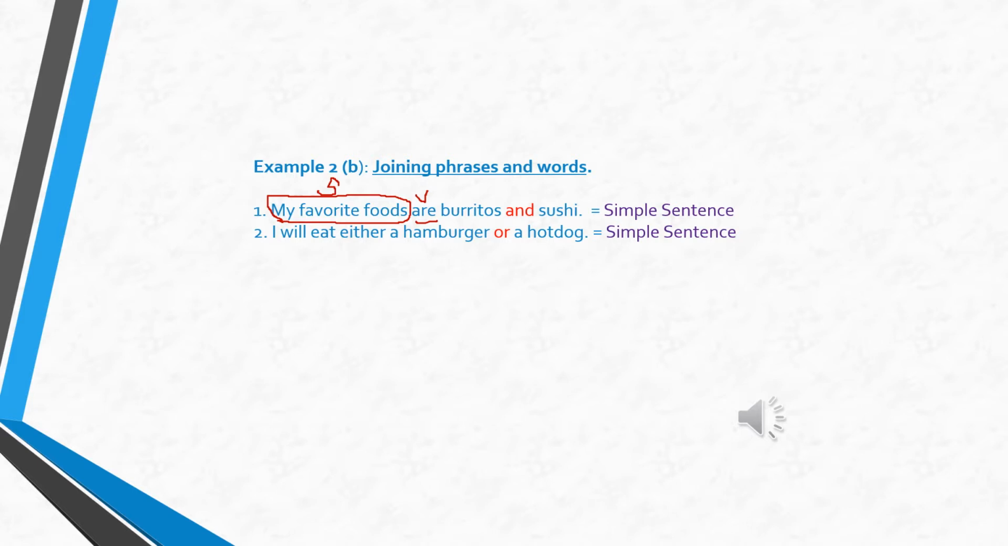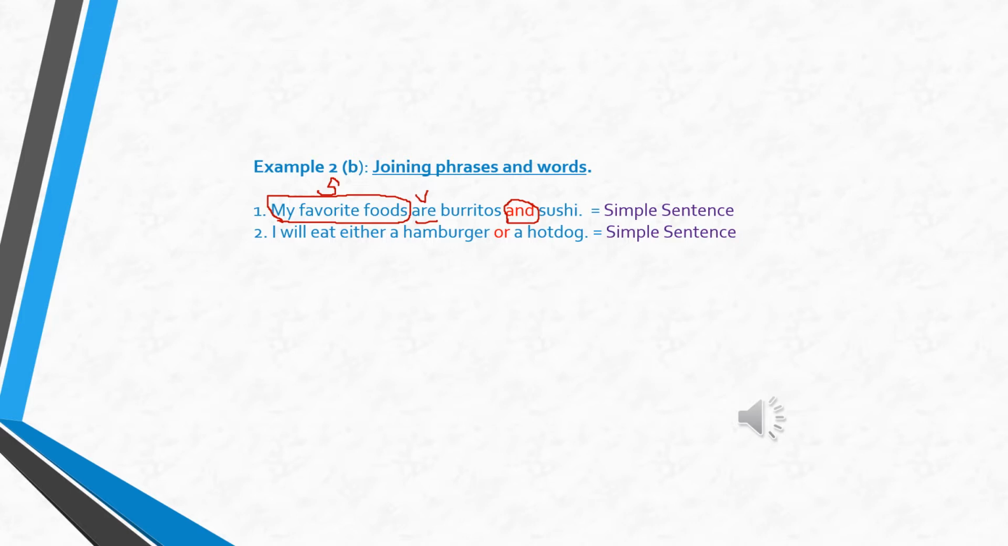So let's go back to our sentence. My favorite foods is my subject. Are is my verb. Burritos is my complement. And is my conjunction. Notice that I don't put a comma before and sushi. Sushi is my last noun. Everything together is one simple sentence. And what I'm doing right now is connecting the first phrase with a word.